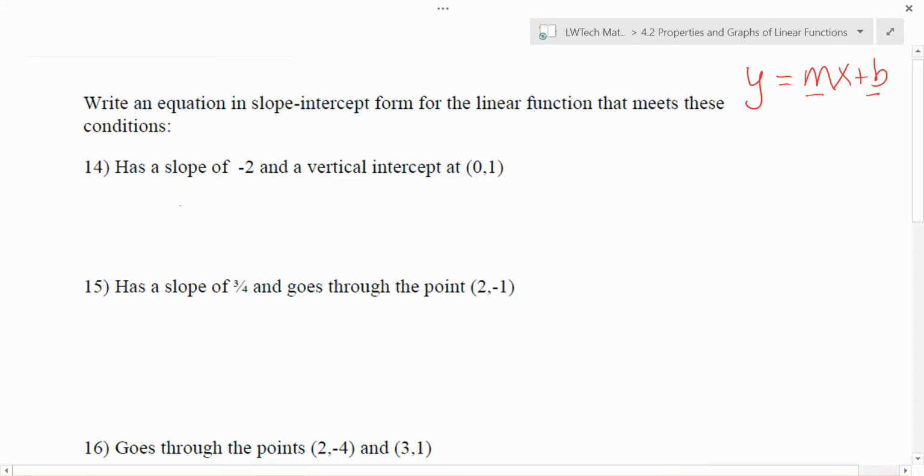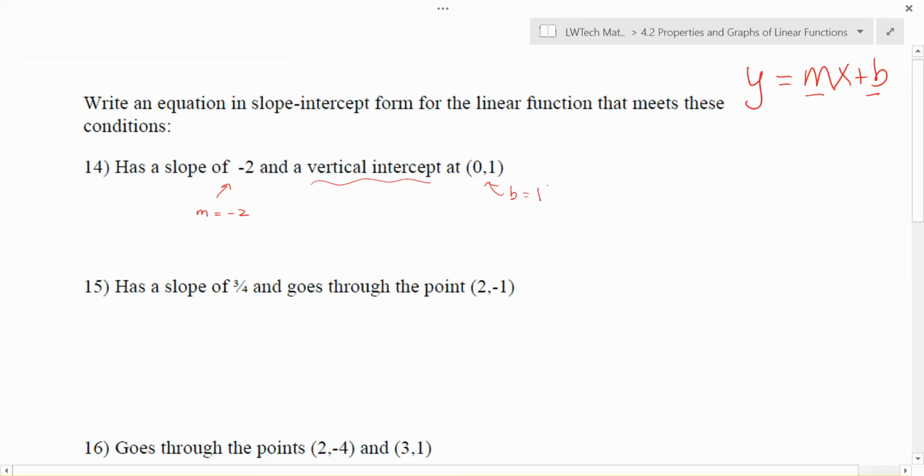In problem 14, it asks us to find the equation of a line that has a slope of -2 and a vertical intercept at (0, 1). A slope of -2, slope is our m value. We're going to just be able to plug that right into our equation. And in this case, it gives us the vertical intercept. Remember, the vertical intercept is where x is equal to 0, and that happens at y equals 1.